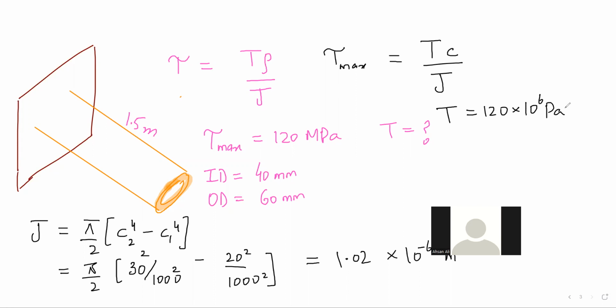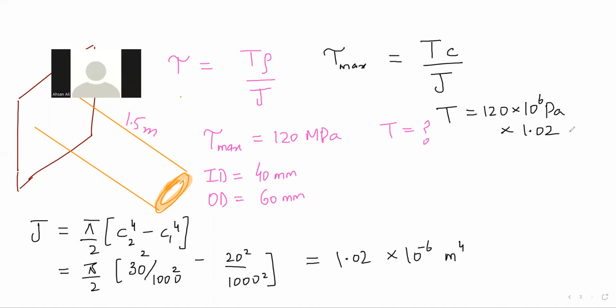Into 1.02 into 10 power minus 6 meter power 4 divided by C. Now what is C? What is the value of C? 30? How did you figure? Because we are talking about maximum shear stress, so it has to be the outer surface. Did you get that point? If you are talking about maximum shear stress, it has to be the outer one, not the inner one. So he's right, 30. Very nice, by the way. 30 by 1000.